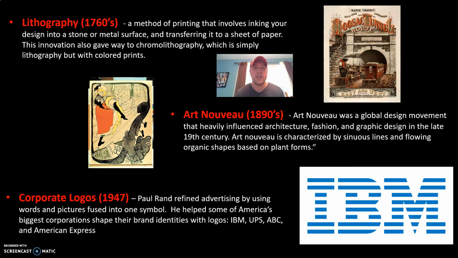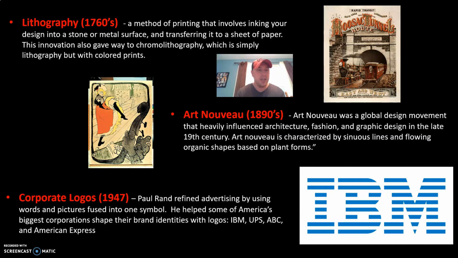Art Nouveau in the 1890s. Art Nouveau was a global design movement that heavily influenced architecture, fashion, and graphic design in the late 19th century. Art Nouveau is characterized by sinuous lines and flowing organic shapes based on plant forms. So this is over 100 years later. You can see how the design has changed already, where it's more focused on the architecture and fashion of the times.